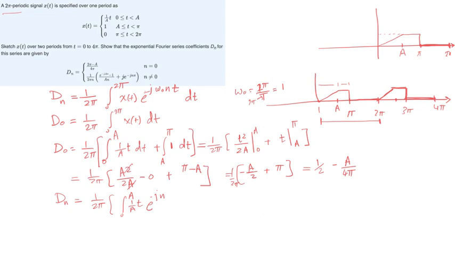Okay. So you have e to the minus j n, omega naught is 1, so you don't need to put it there, and then you have t with respect to time, and then you integrate the other part from a to pi, and inside that part you have just e to the minus j n t dt. Okay. And now you need to solve these integrals.